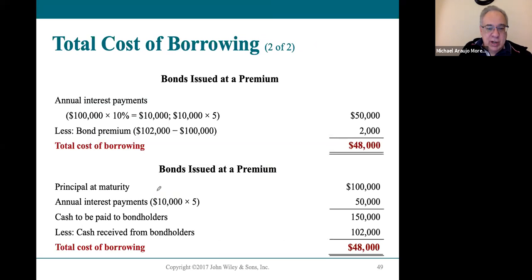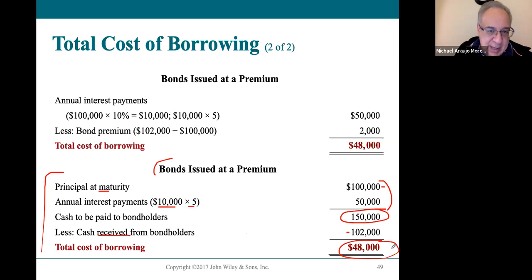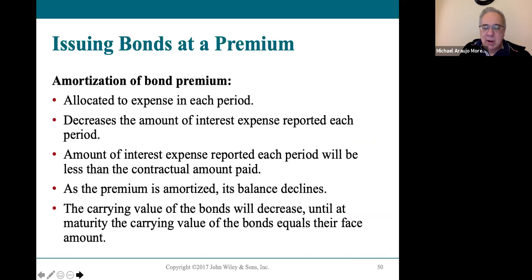How does it work in a chart? Again, I'm going to look at the bottom one here. You promise to pay back $100,000 in 5 years. You promise to pay $10,000 a year in interest for 5 years. So you promised a total of $150,000 for bondholders for that 5-year period. You just received $102,000 selling bonds. That means the cost of this financing is only $48,000. Okay, so it lowers the cost of borrowing for companies. Again, that premium is simply going to be allocated as an expense through amortization. That's all you need to know there.